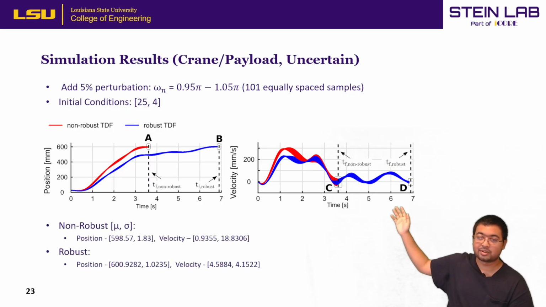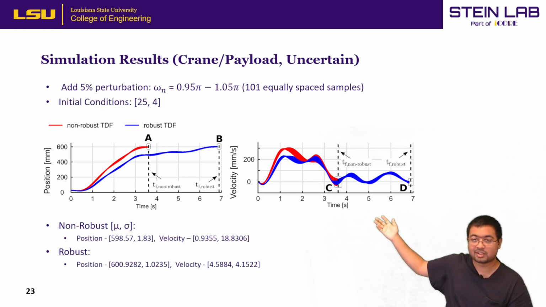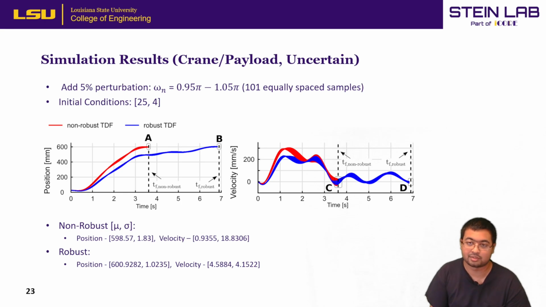We can show this numerically, where the position standard deviation is 1.02 for our robust, while it's higher at 1.83 for our non-robust. And for our velocity, it is way smaller for our robust at 4.15 millimeters per second compared to 18.83 millimeters per second.